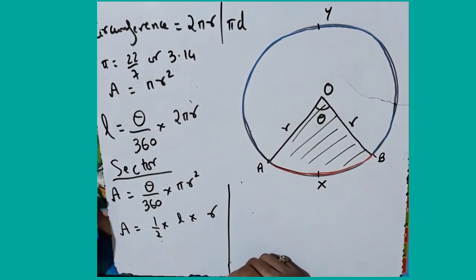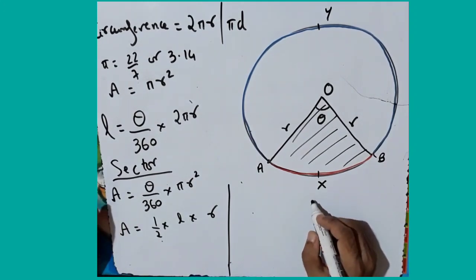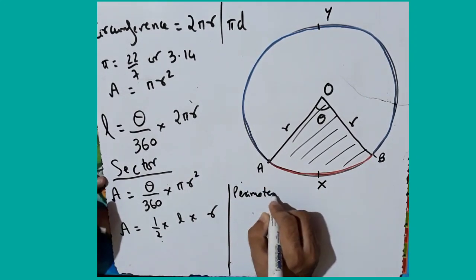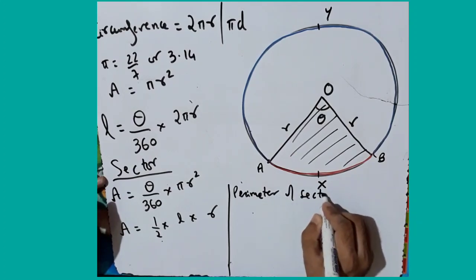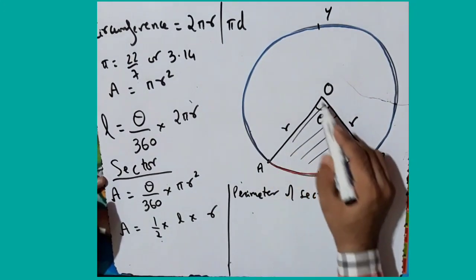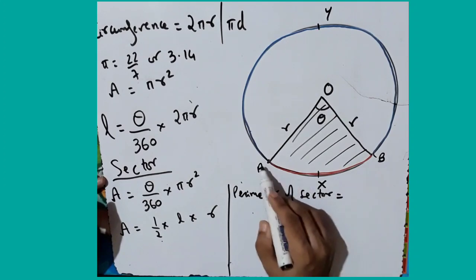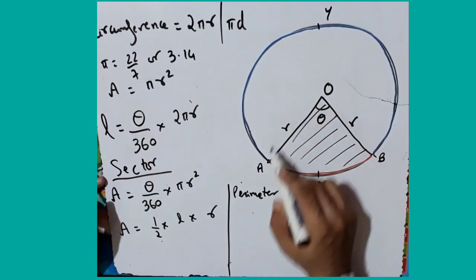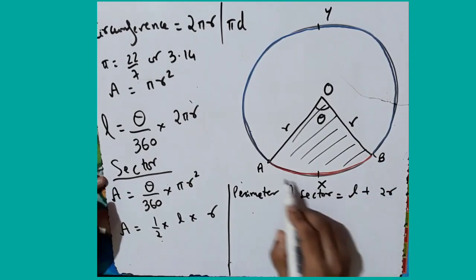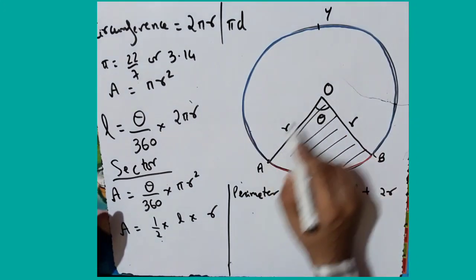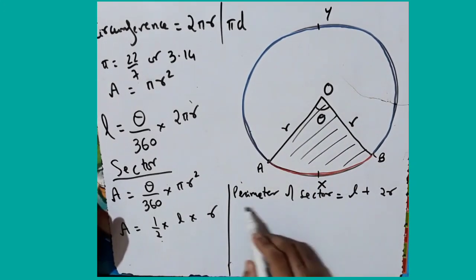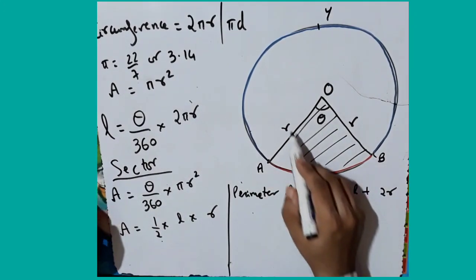Now I will tell you about one more formula, perimeter of sector. Perimeter means what? Boundary. So perimeter of sector formula is this. In this sector, what is in the boundary? There are two radii and there is one arc. So perimeter of sector formula is L plus 2R. L is the length of the arc and there are two radii. This sector is enclosed by two radii and the arc.